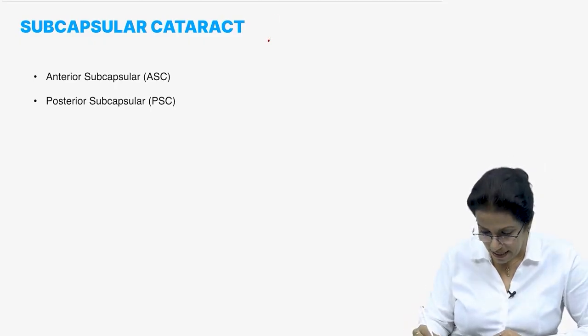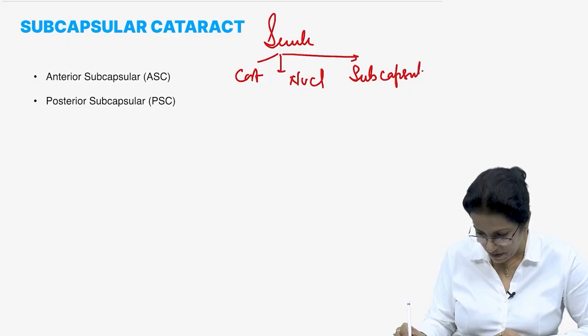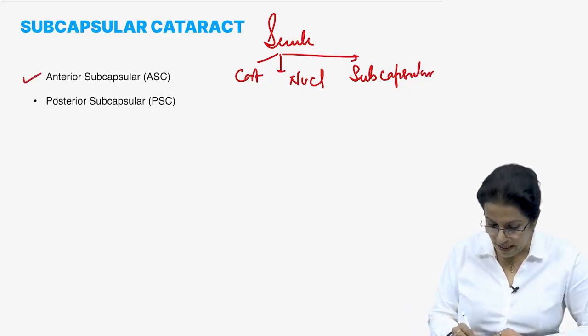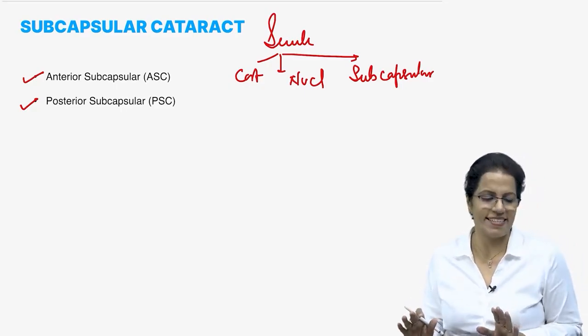क्या क्या हमने पढ़ा था? Senile cataract can be either cortical or nuclear, or the third one is your subcapsular. Okay, subcapsular. And subcapsular can be either anterior subcapsular or posterior. We have done this very well, isn't it?